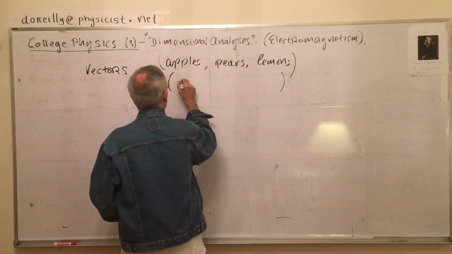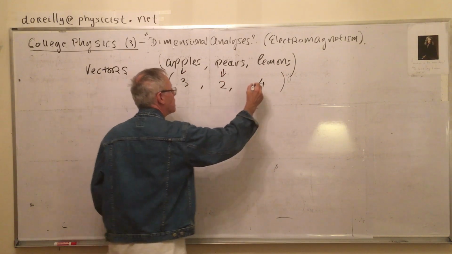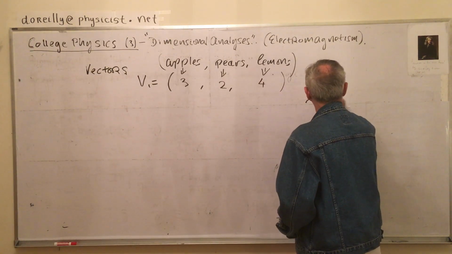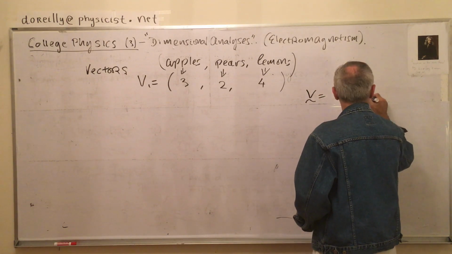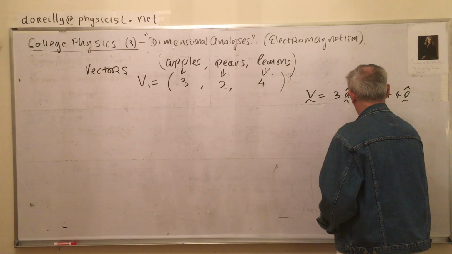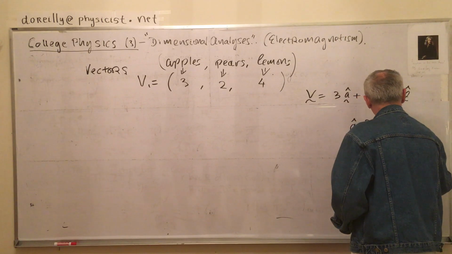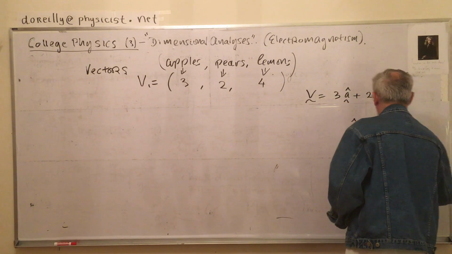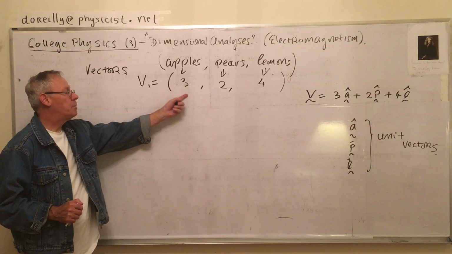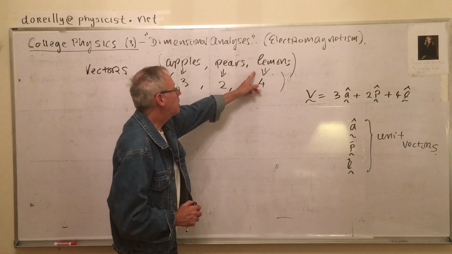Suppose we have a bag of fruit. And in it we have 3 apples, 2 pears, and 4 lemons. Okay? Now sometimes people write vectors like this. They're unit vectors, and they have scalars multiplying them. Okay, so that's one convention, but you can also represent it by slots, so long as you understand that the first slot represents apples, the second slot represents pears, and the third slot represents lemons.